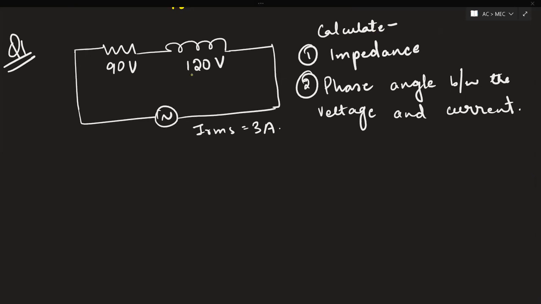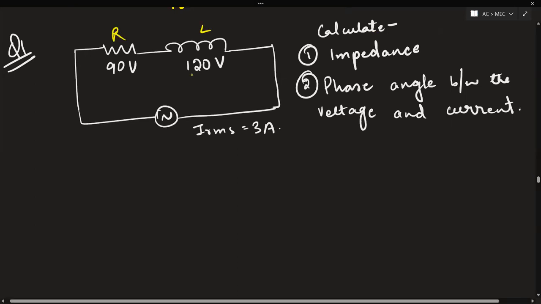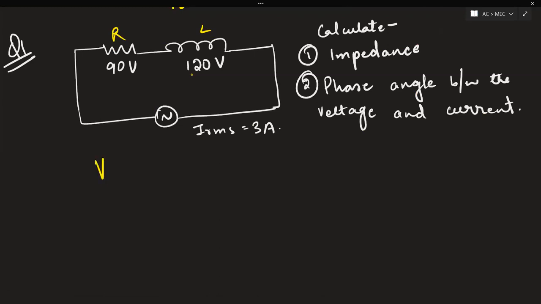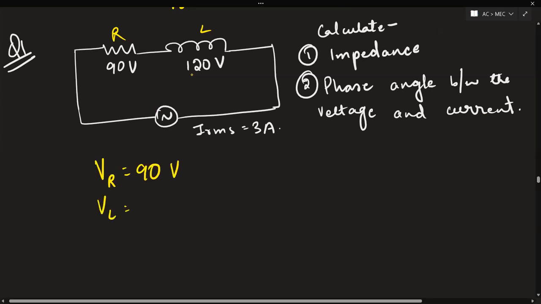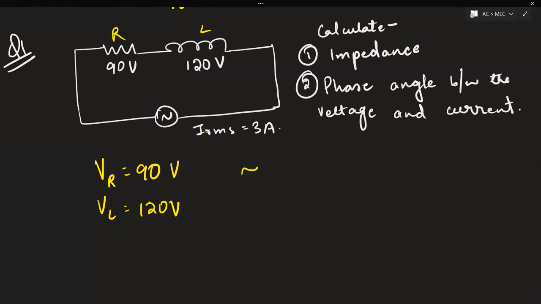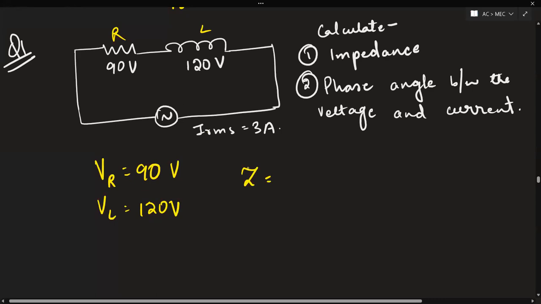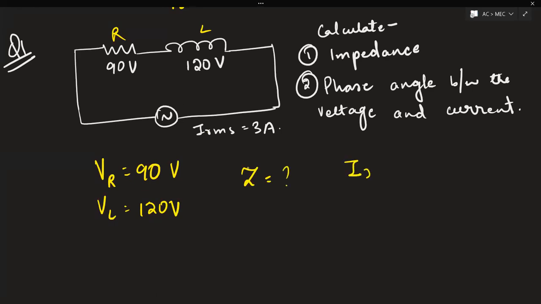See, a resistor and an inductor are given, connected to an AC source. The voltage across the resistor is 90 volts and the voltage across the inductor is 120 volts, and you have to find the impedance first. For finding the impedance, we at least require the IRMS, which is already given. We need to find the ERMS, then only we can find it.